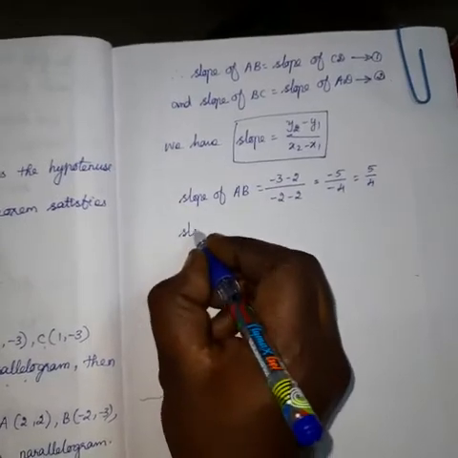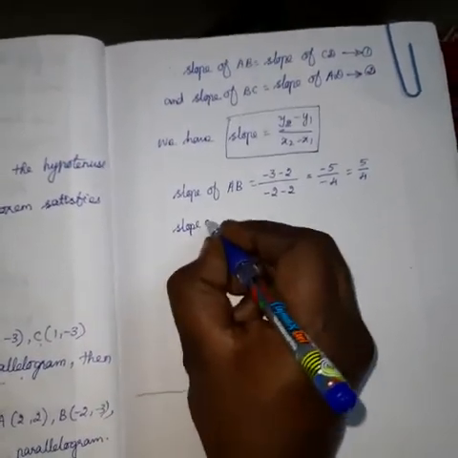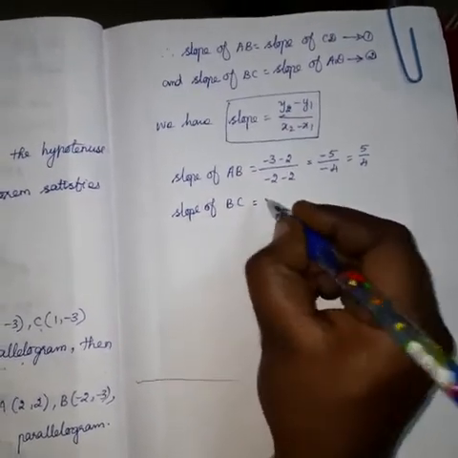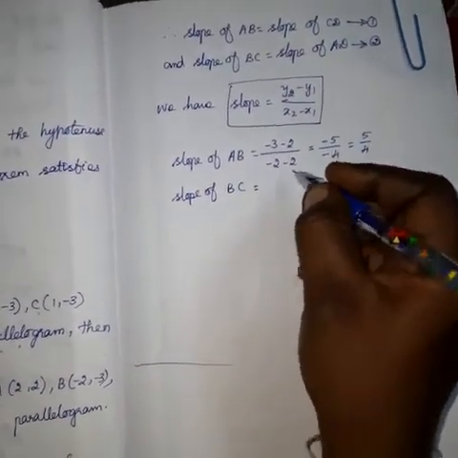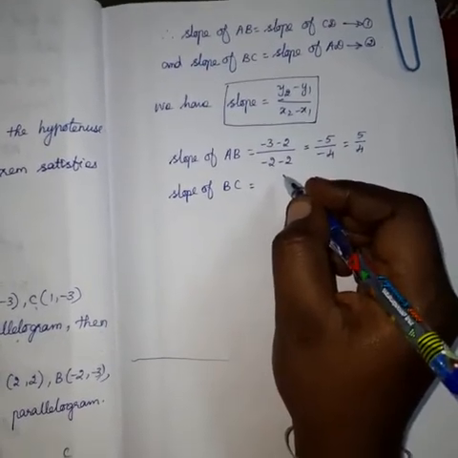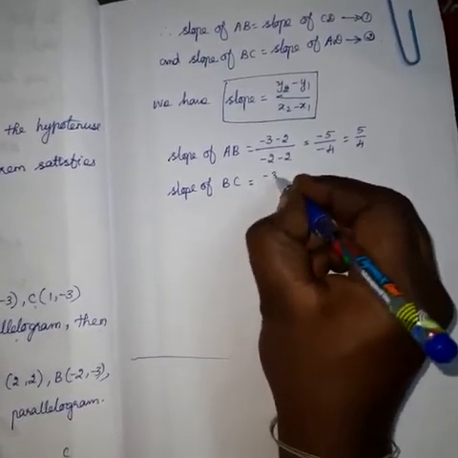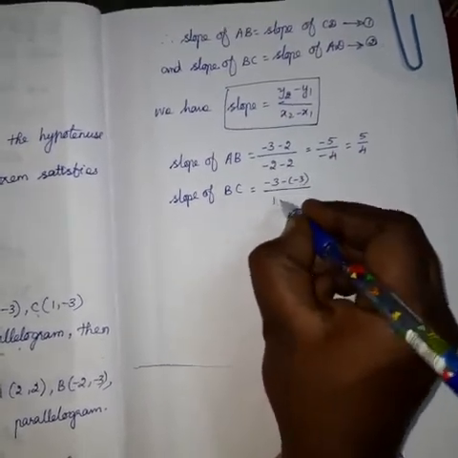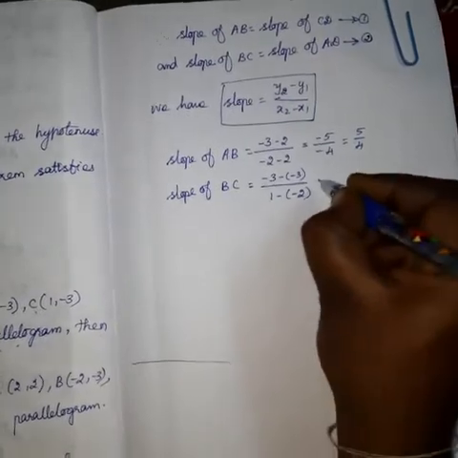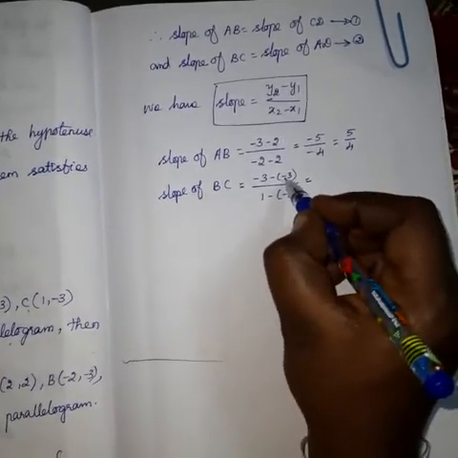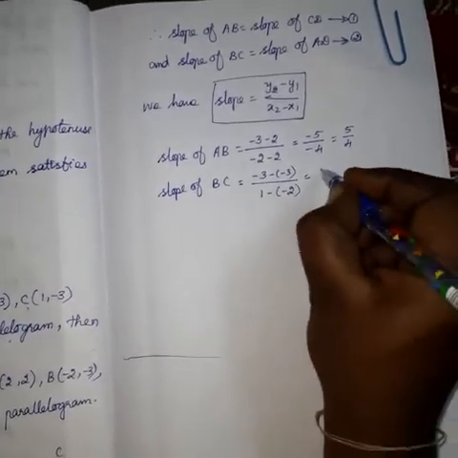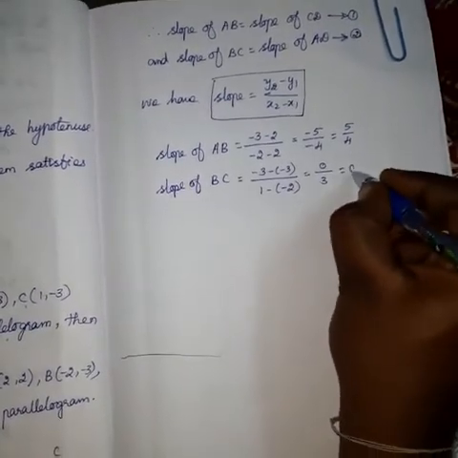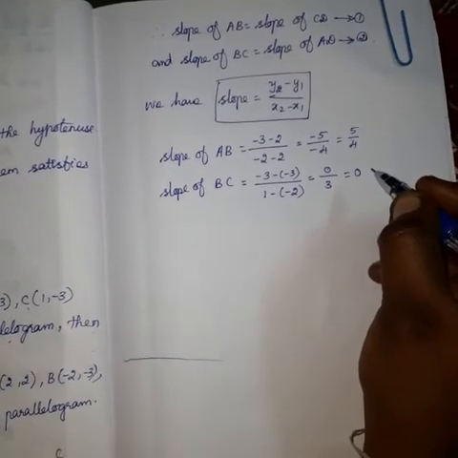Next, slope of BC. Here we find in the order AB, BC, CD, AD. Slope of BC, so B and C coordinates. B coordinate is x1, y1, C coordinate is x2, y2. So minus 3 minus of minus 3 divided by 1 minus of minus 2. Minus of minus is plus. So minus 3 plus 3 is 0, divided by 1 plus 2, which is 3. That is equal to 0.